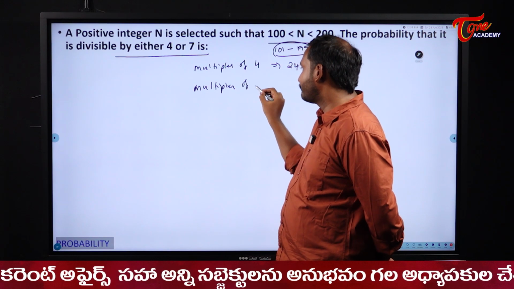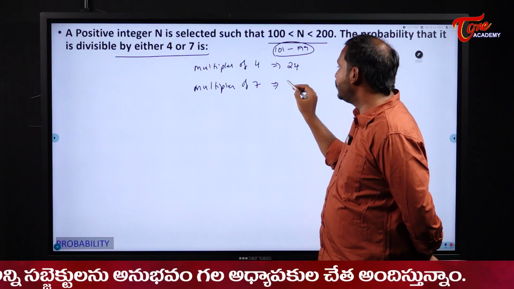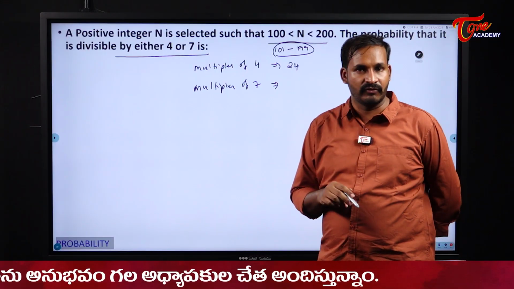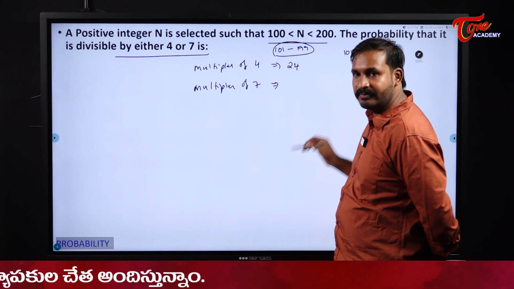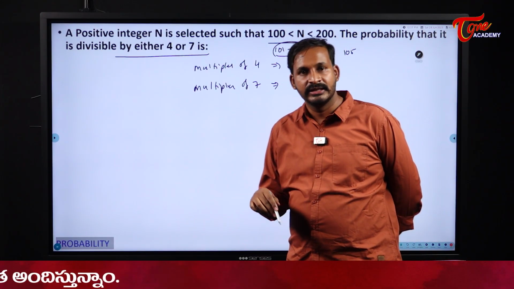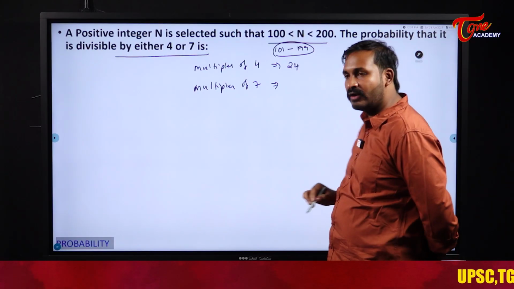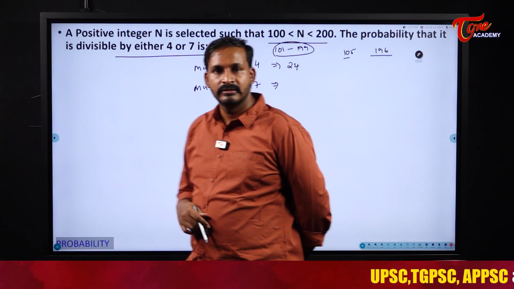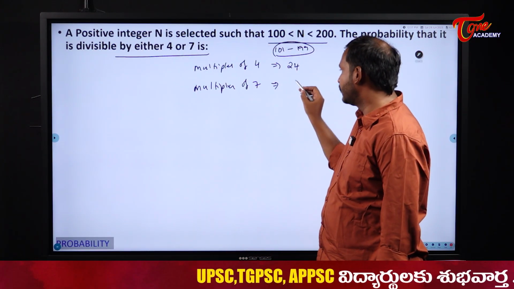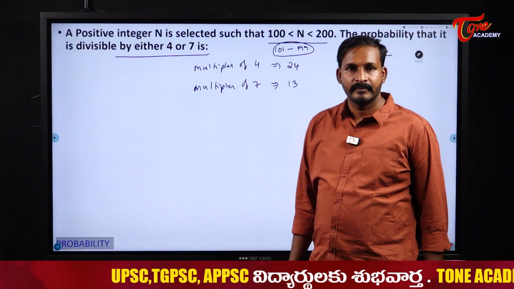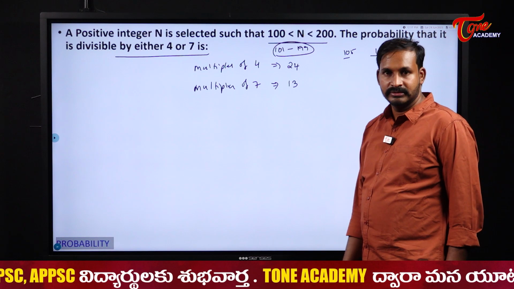Multiples of 7 will be how many in number? The first multiple is what? 105. 105 is the first multiple. What is the last multiple which is divisible by 7? 196. So from 105 to 196, how many will be there, students? It will be 13 in number.